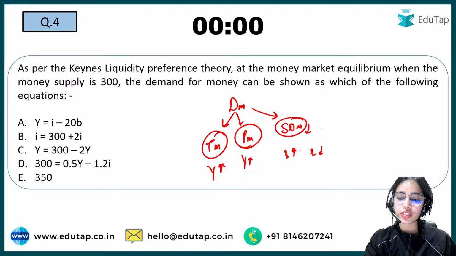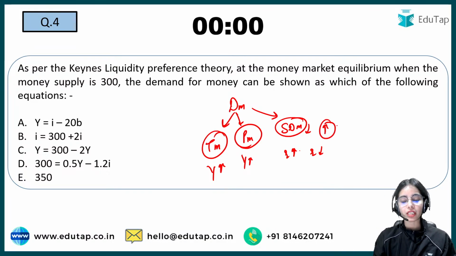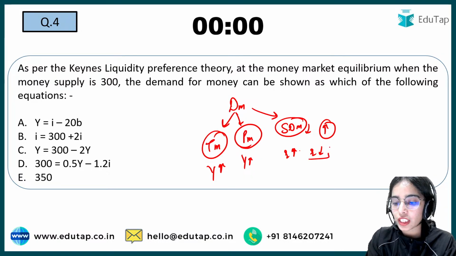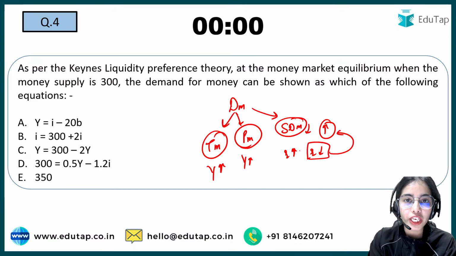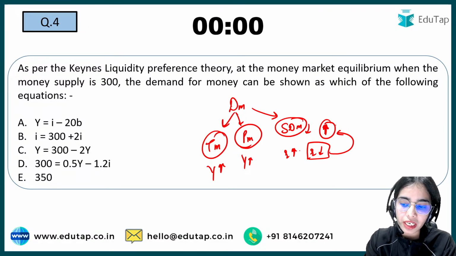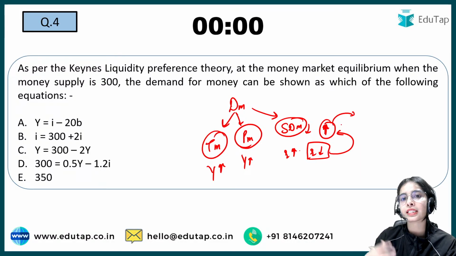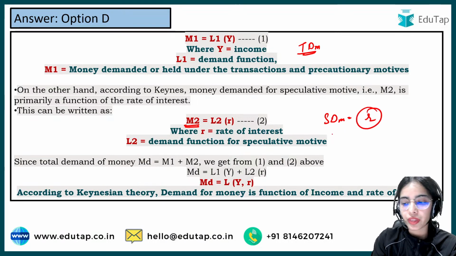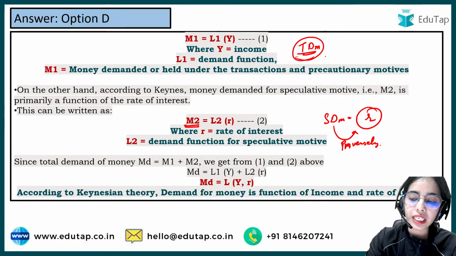At a low rate of interest you will hold more speculative demand for money, because when the rate of interest is low you will not want to invest; you would rather hold the money so that you can invest when the rate of interest increases. So at a low rate of interest, your speculative demand for money is high, because you hold the money so that you can invest it when there is a high rate of interest. So the speculative demand for money inversely depends upon the rate of interest. The transactionary demand for money and the precautionary demand for money depend positively on the income.